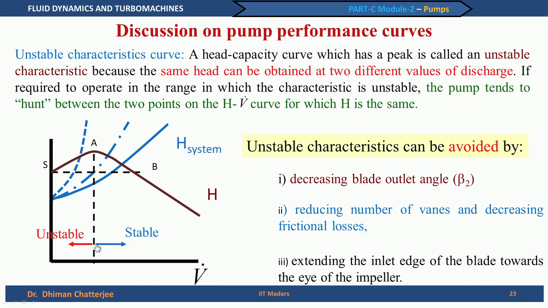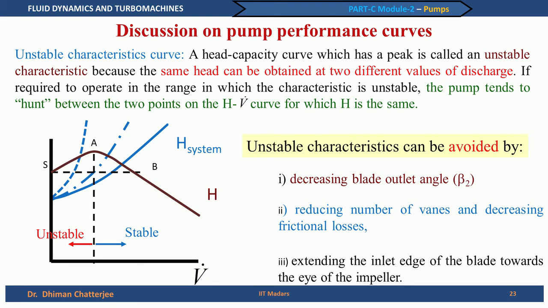So, you see, I repeat, and before I change the discussion, this is a stable operation. As long as you are between this point and point A, there is no problem, you will never encounter this unstable or hunting operation. The moment you are on the left side of A, this problem arises, and this is called the unstable characteristics, which is more predominantly seen with a larger blade outlet angle.